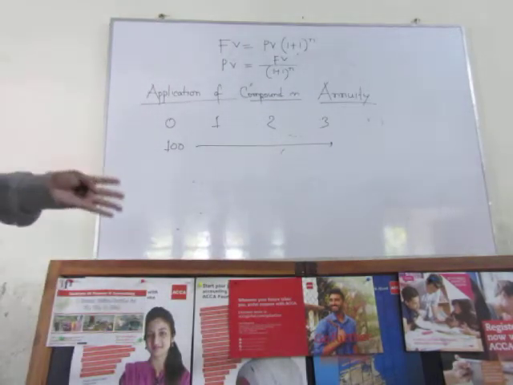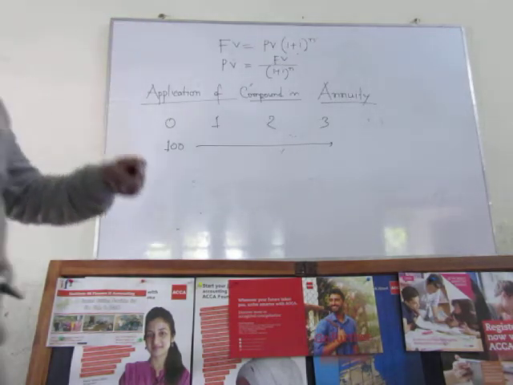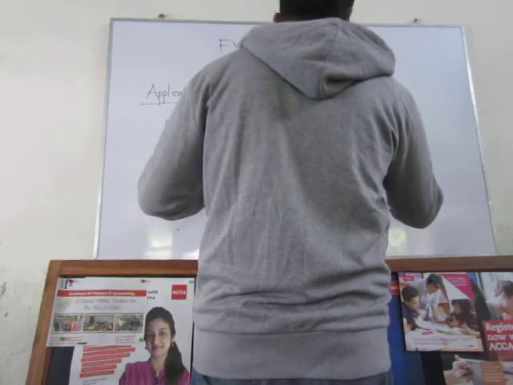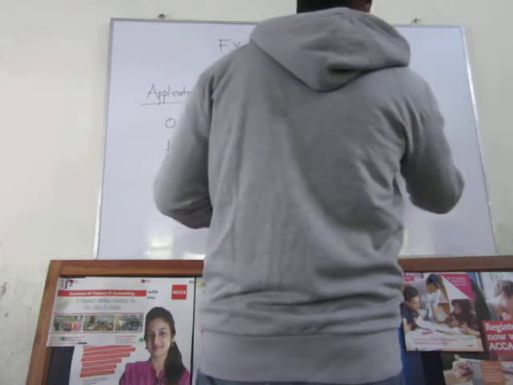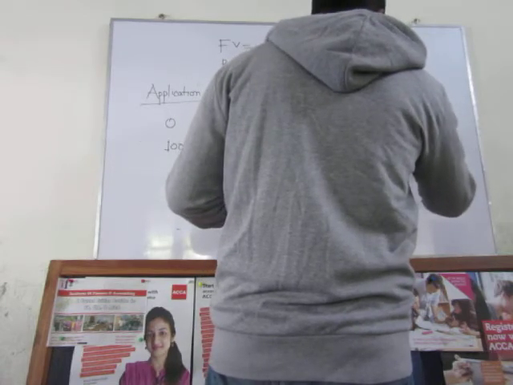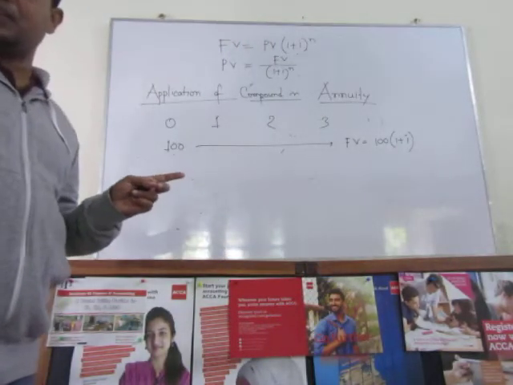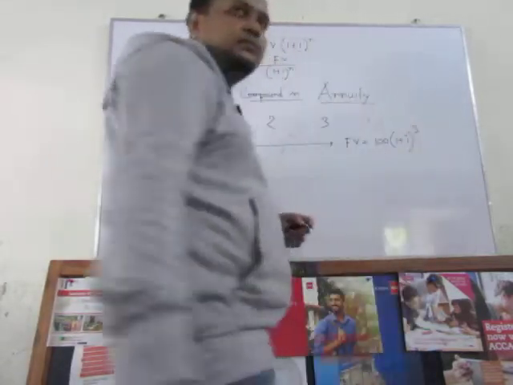So what will be the future value after 3 years? You can find out by using the formula. That is, future value here will be 100 into 1 plus I, as for example I. This amount will remain 3 years within the account. So here the N will be 3, right?